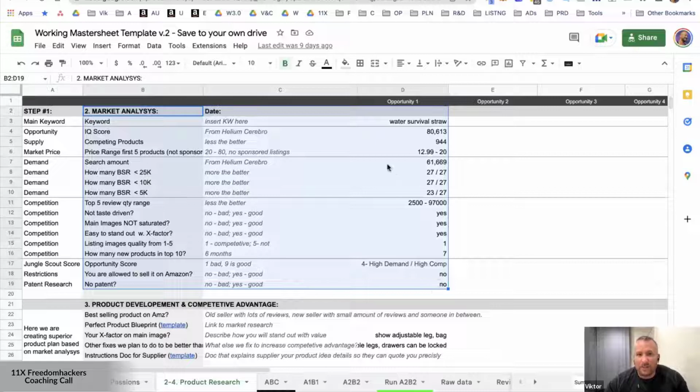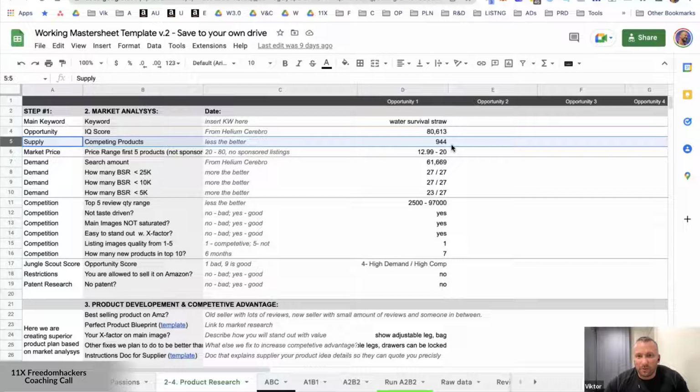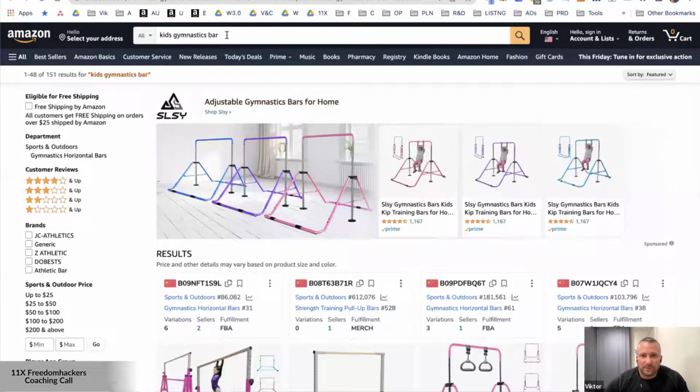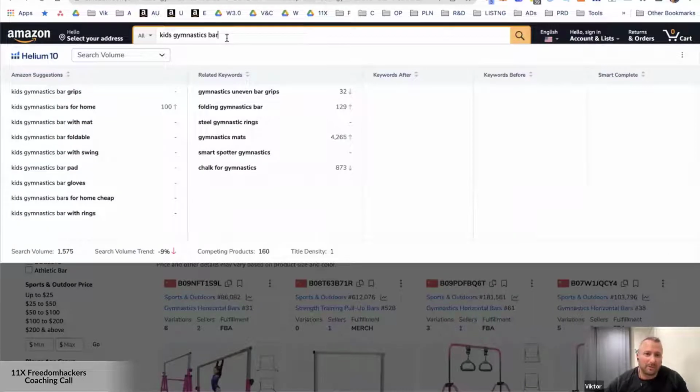And one of the things we don't want is where supply is really, really high, where you're going against a crazy amount of products, right? Let me give you examples. Just today I found this product, just randomly browsing around, right? So why do I like the kids gymnastic bar, for example, right?